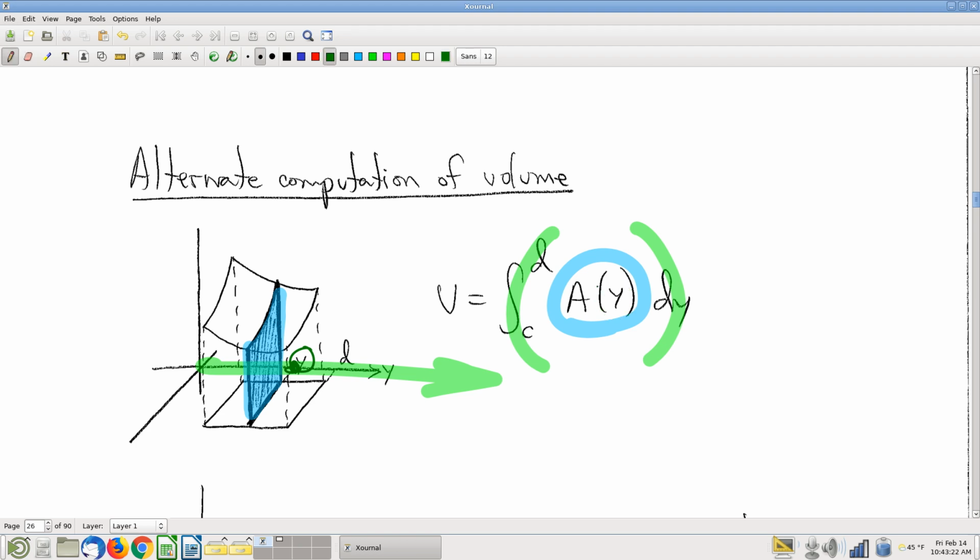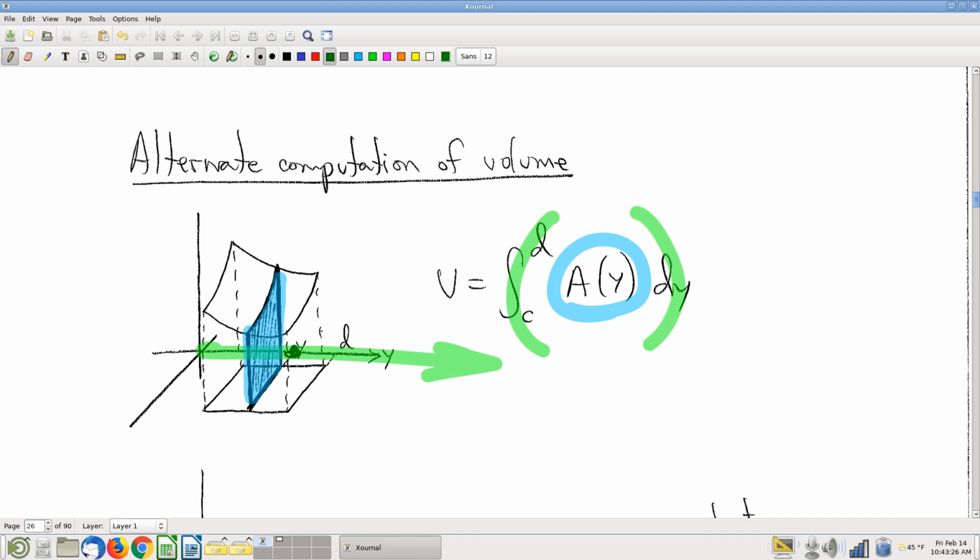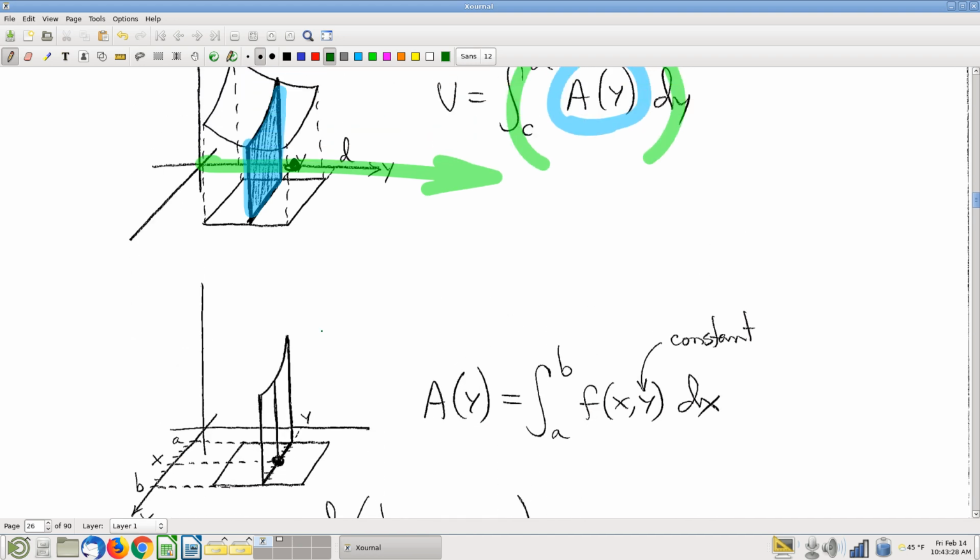So how do I compute that area? Well, here's the thing. That area, here it is again.